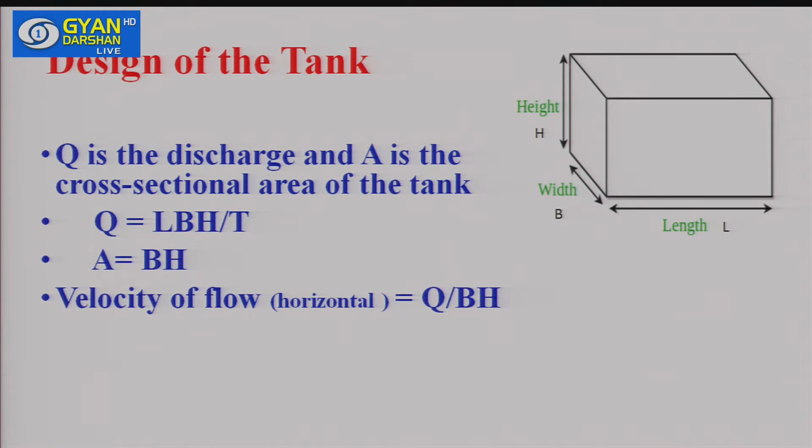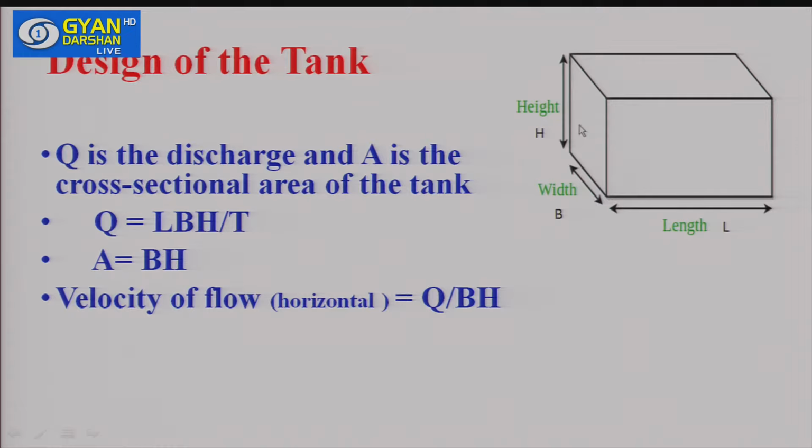So two things are important here. One is the velocity of flow and the second thing is the settling velocity. So if we take a tank of rectangular shape here, with length L, width B and height H, and if discharge Q is flowing, the area through which it is flowing will be B into H. From this face it is entering, from this face it is coming out.